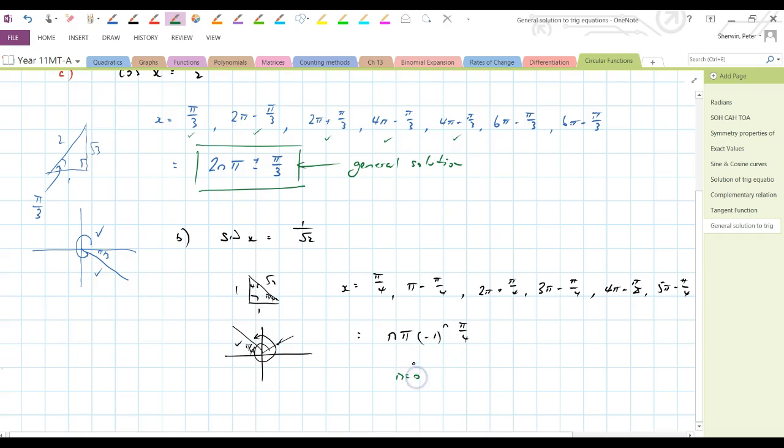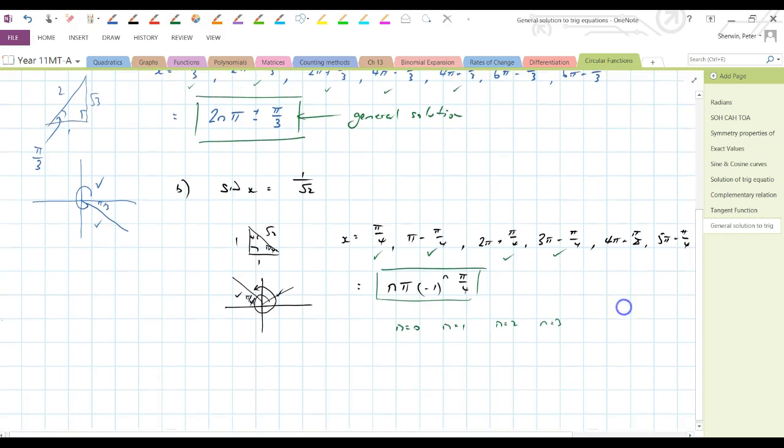When n equals 0, 0 pi, minus 1 to 0 is just 1, so that just picks up that one. When n equals 1, we've got pi minus pi on 4, done. When n equals 2, we've got 2 pi plus pi on 4, beautiful. N equals 3, you can see what's going on, 3 pi minus pi on 4. So this is my general solution to sine x equals 1 over root 2.